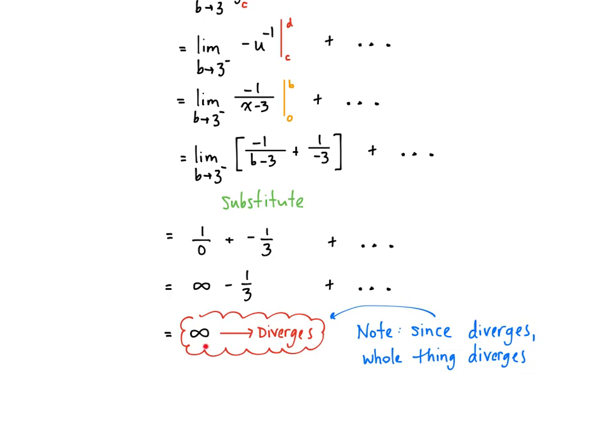If I found that this did converge, I'd have to go back up to the top and work through that second integral, that second limit, to see what happens there and then make my final conclusion. But since it diverges, I know the whole thing is going to diverge.